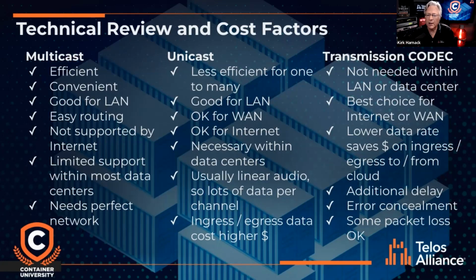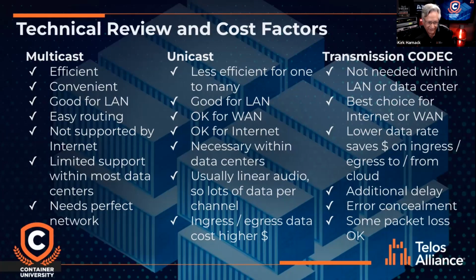So here's a technical review of the cost factors and the technical aspects of these different types of transmission or addressing methods. We have multicast, which is efficient, convenient, great for a LAN, easy routing, but not supported by the internet, with limited support in most data centers, and if they do have it, typically it'll cost more, and it does need a perfect network. Unicast is less efficient in a one-to-many situation. In a one-to-one situation, it's exactly the same as multicast. It's good for a LAN, okay for use over a WAN, okay for the internet, but it's necessary within data centers that don't support multicast.